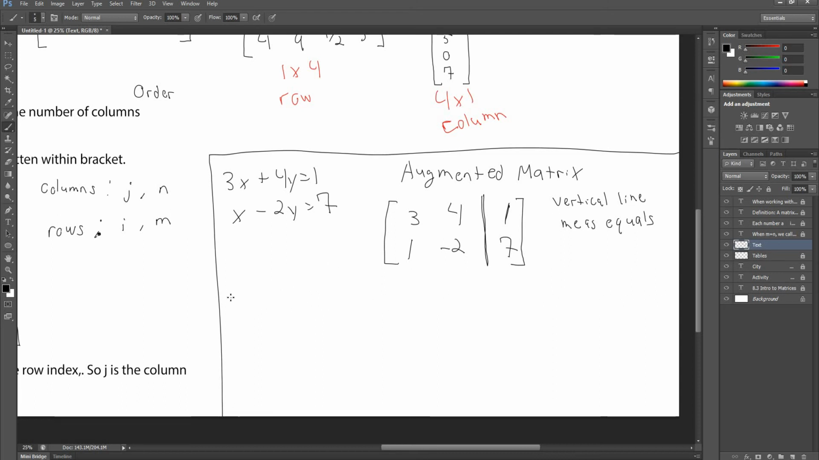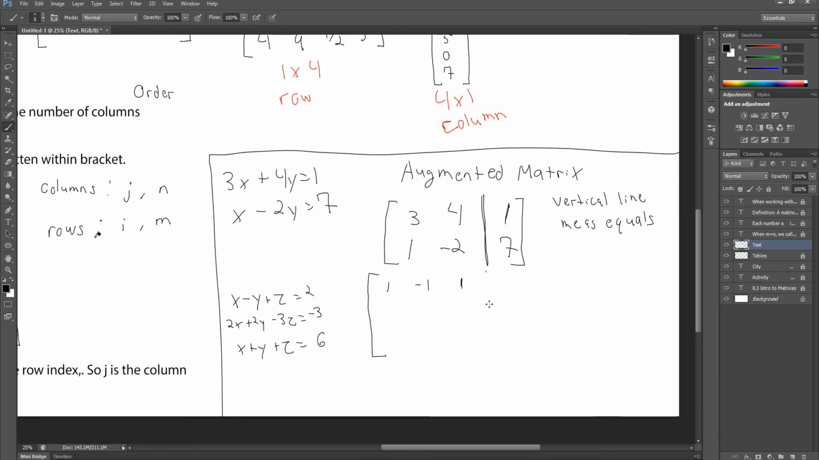I could do this for some other examples. So if I had x minus y plus z equal to 2, 2x plus 2y minus 3z is equal to negative 3, and x plus y plus z is equal to 6. So for here, again, all we do is write the coefficients. X has a coefficient of 1. Y has a negative 1 coefficient. z has a coefficient of 1.